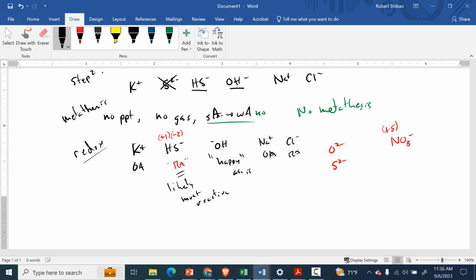But we don't have any decent oxidizers. The only other oxidizer present is water. Is water a very good oxidizer? No. Is it a very good reducer? No. Although it could go both ways. Same thing with hydroxide. Hydroxide could go both ways. It could be a reducing agent, lose, or it can be an oxidizing agent, gain, but it's pretty weak like water. And so likely there's no redox. In fact, there's no redox here. No redox. Everything's too weak.